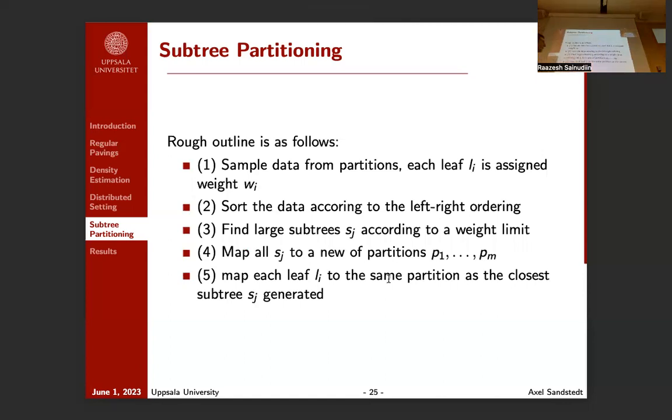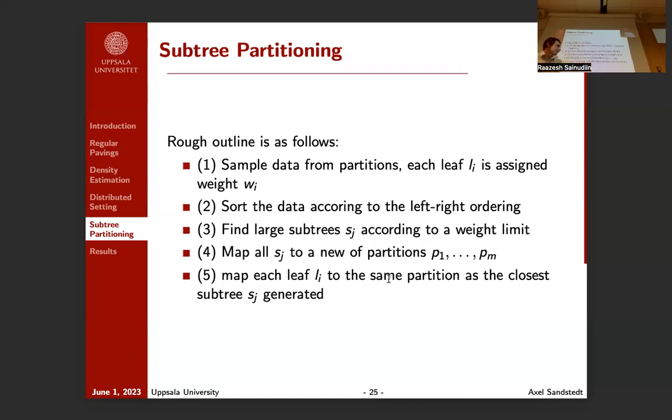So the rough outline of the algorithm is we have partitions of data residing on several machines. The driver then samples data from each partition, where each leaf or cell which we sample is assigned some weight. The driver then sorts the data in this left-right ordering. The driver will basically have a contiguous array of memory which maps to a binary tree. And then we find large subtrees in this sample data according to our weight limit. So we basically do the backtracking stuff again, just using weights.